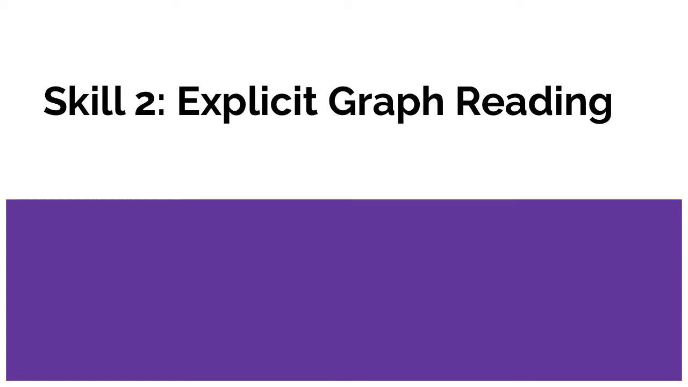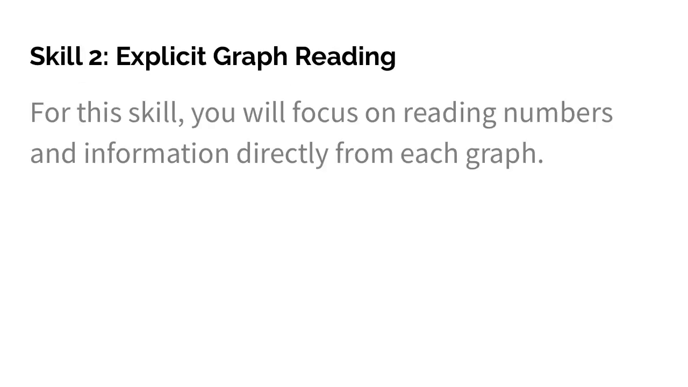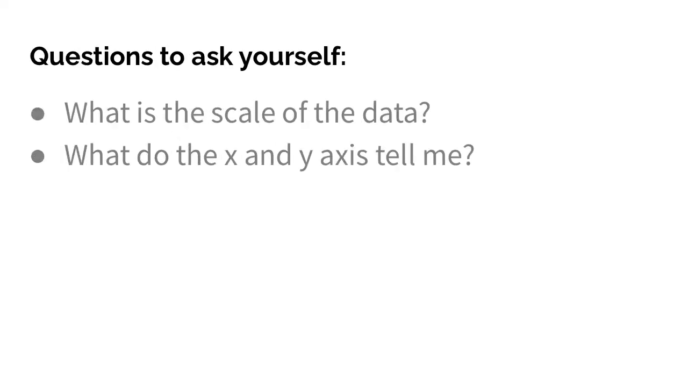In this video, we're going to investigate Skill 2, Explicit Graph Reading. In Skill 2, Explicit Graph Reading, we will focus on reading numbers and information directly from graphs. When doing this, it's important to ask ourselves a series of questions, like what is the scale of this data, and what do the x and y axes tell me?